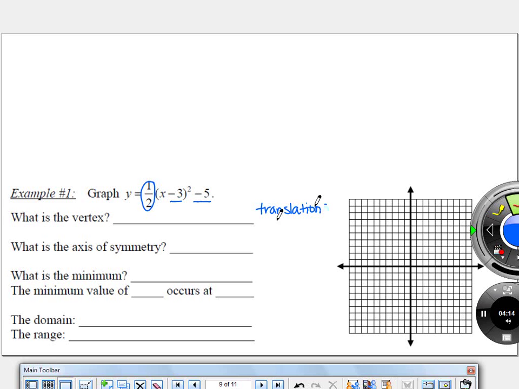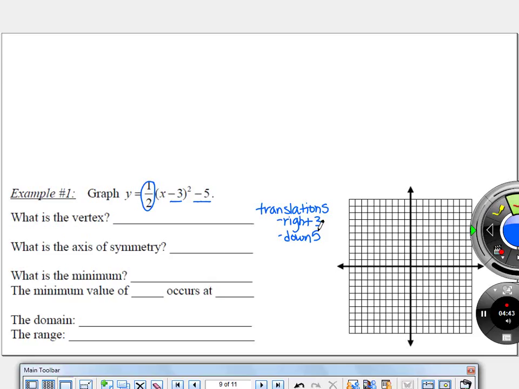So we have translations. We have one that's to the right 3. What is our other translation that's going to happen? Good. We're going to go down 5. So that's going to take that entire parent function parabola and shift the whole thing to the right 3 and down 5. If there was nothing else, we would literally take the picture you drew as the parent function, move everything over to the right 3 and down 5, and we'd be done.